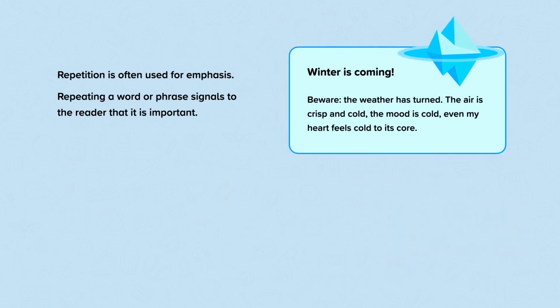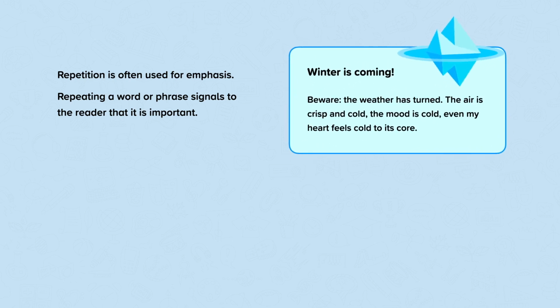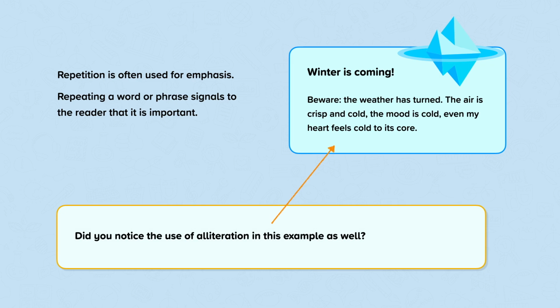Repetition is often used for emphasis. Repeating a word or phrase signals to the reader that it's important. Let's read this example. Winter is coming. Beware, the weather has turned. The air is crisp and cold. The mood is cold. Even my heart feels cold to its core. The repetition of cold emphasises how cold the weather has turned. It also links to the idea that the author is unhappy. Did you also notice the C sound is repeated several times in the cold, crisp, core as well?